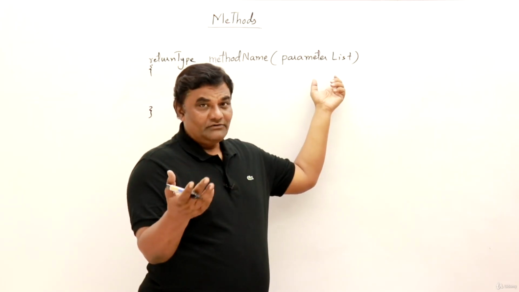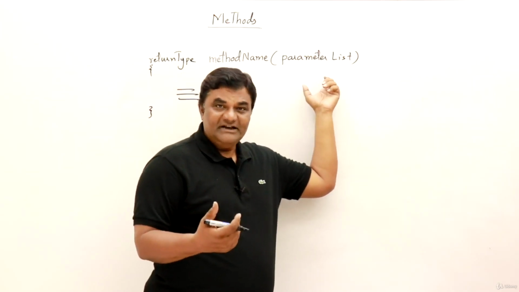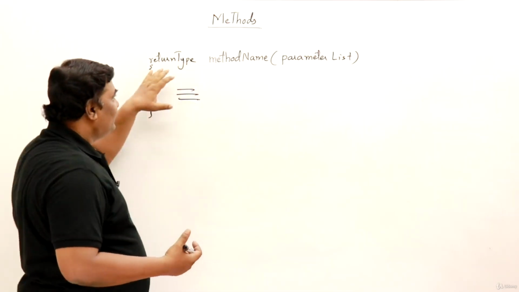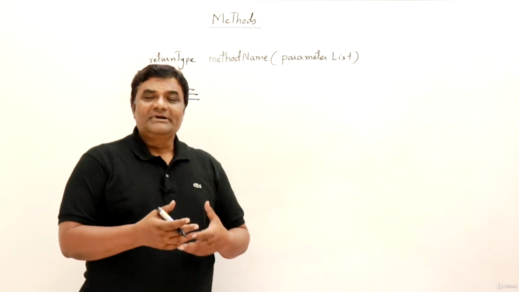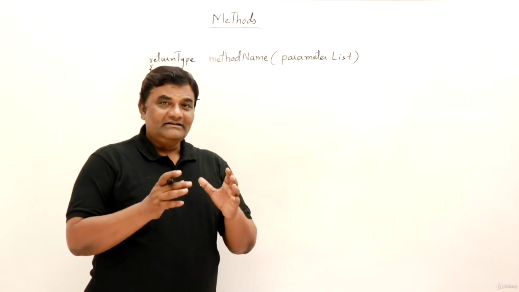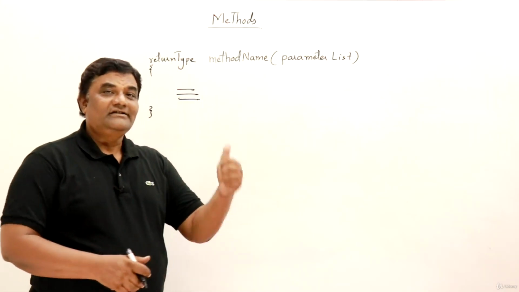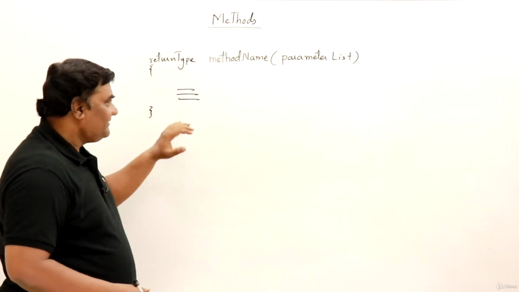So if you want this method to take some values, then you can mention them here. Then this is the return type of a method. After performing operations on the data and getting some result, a method can return the result. That is the return type.